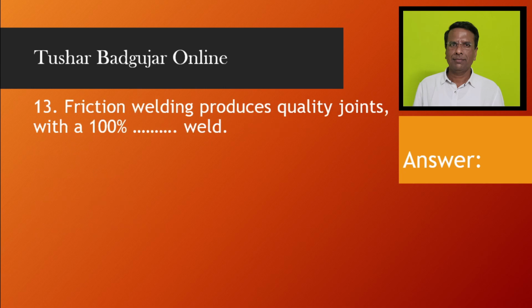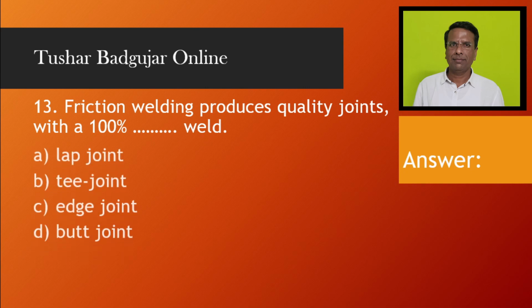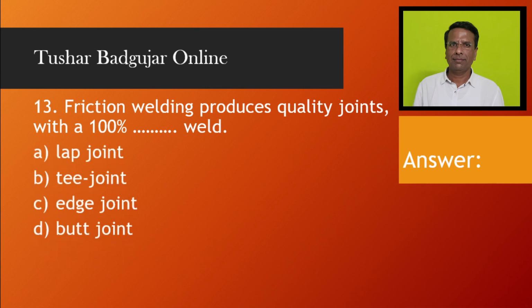Friction welding produces quality joints with 100% dash dash weld. Lap joint, T joint, edge joint, butt joint. And the answer is butt joint.